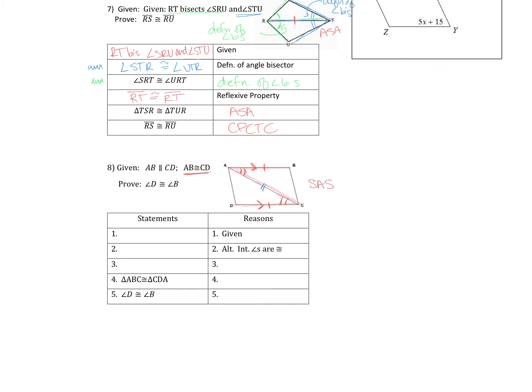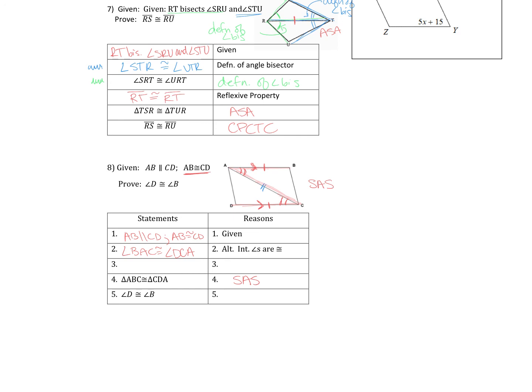And now I'm ready to fill this in. My triangles, that's going to be side, angle, side. So the given, let's write that in. AB parallel to CD, and AB was congruent to CD. So alternate interior angles, those are my red angles. I'm going to write those in any order. I'm going to do BAC. And if I do that, then on the other side, I'm going to write DCA.